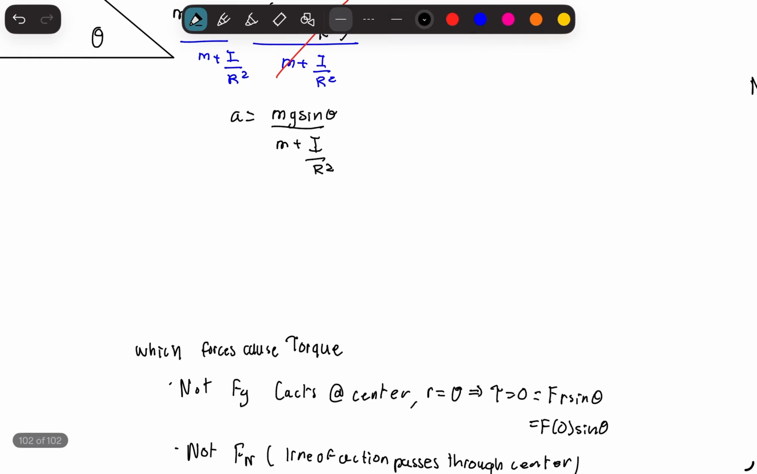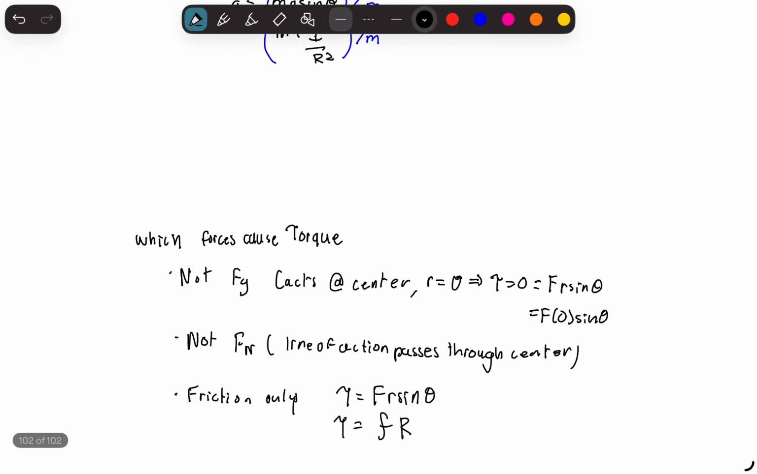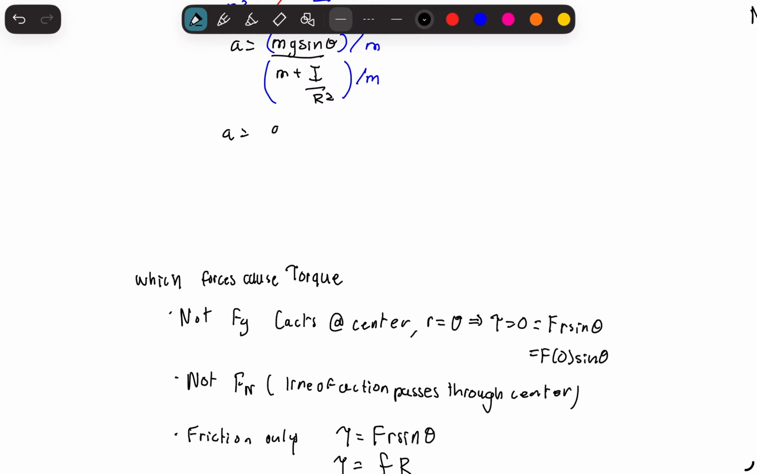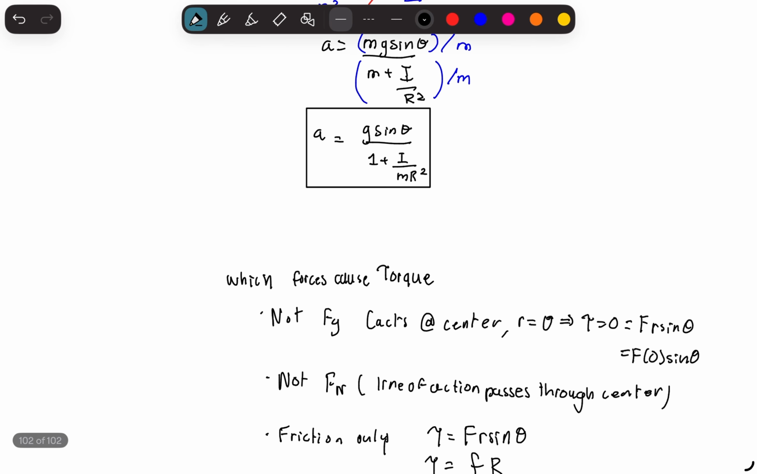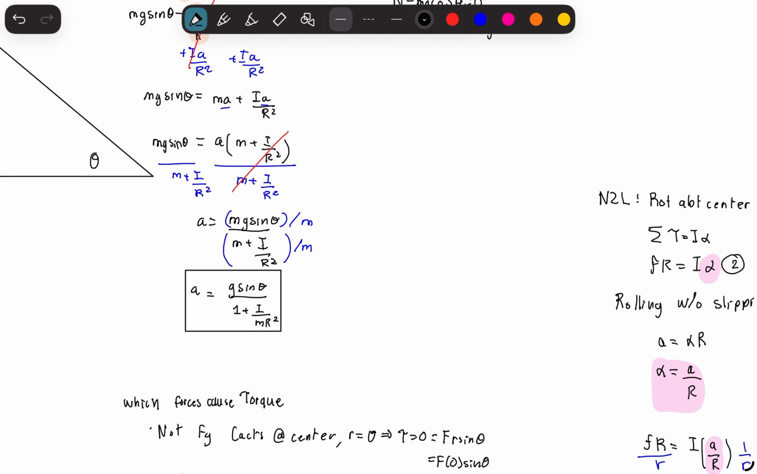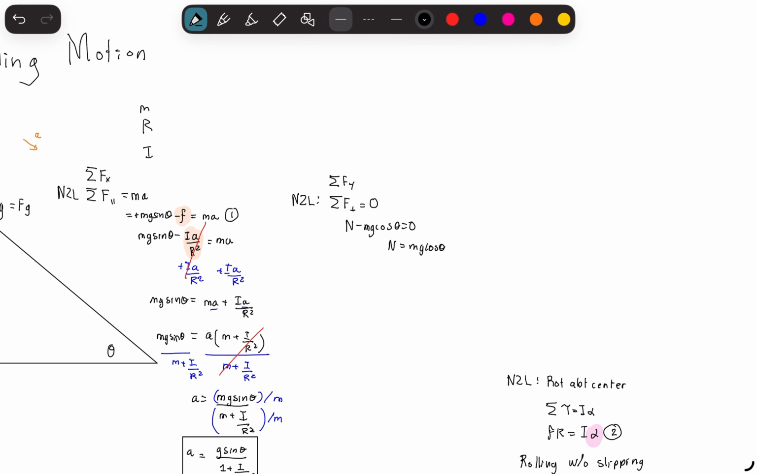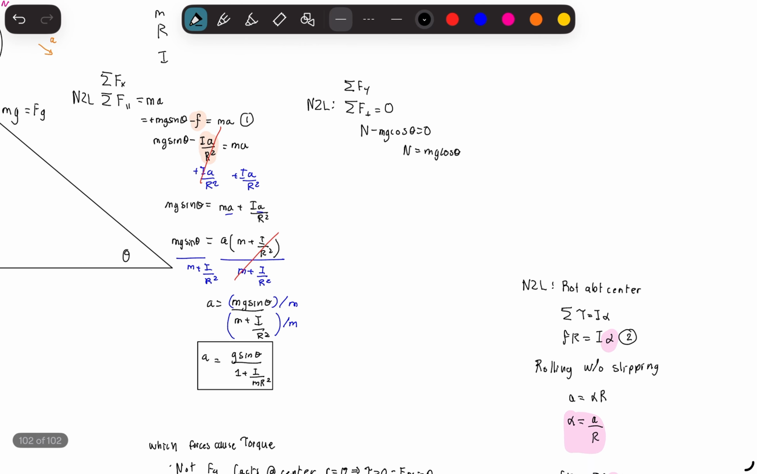So if you divide your numerator and your denominator by m, take this, divide that by m, take this, divide that by m, then you're going to be left with A is equal to g sine of theta over 1 plus I over m R squared. And this is the derivation for the acceleration on this rolling plane. So we use our translation along the incline, we use our perpendicular direction, and we also use rotation and the rolling condition.